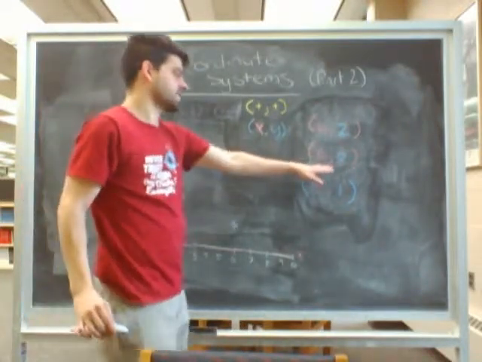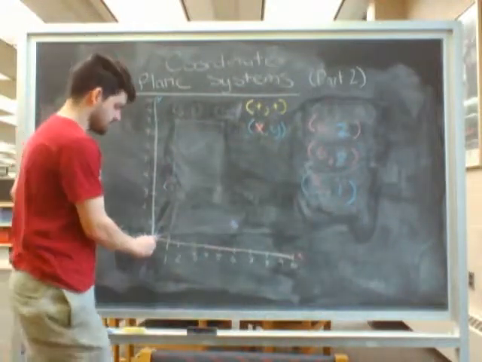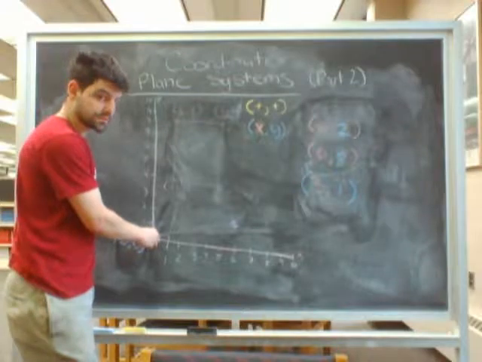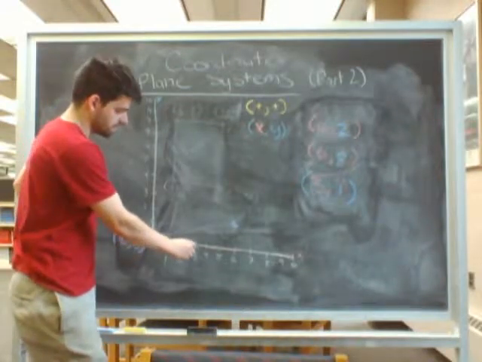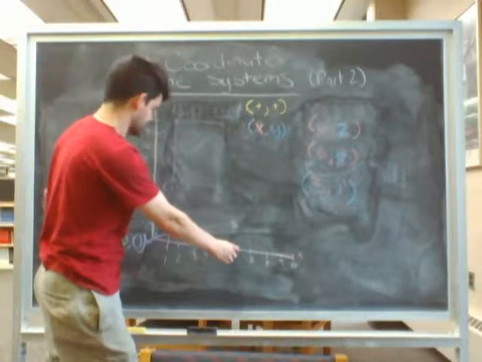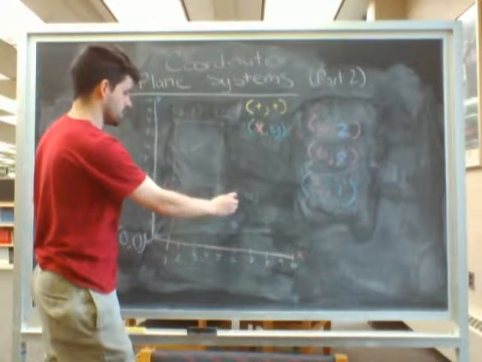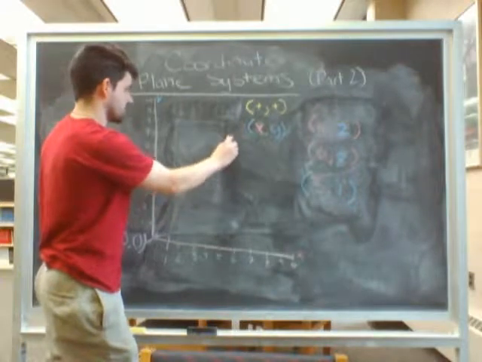This next player is going to go 6, 8. So he's going to go the same amount of units to the right, 4, 5, 6, but he's going to go 8 units up instead of just 2. 1, 2, 3, 4, 5, 6, 7, 8.